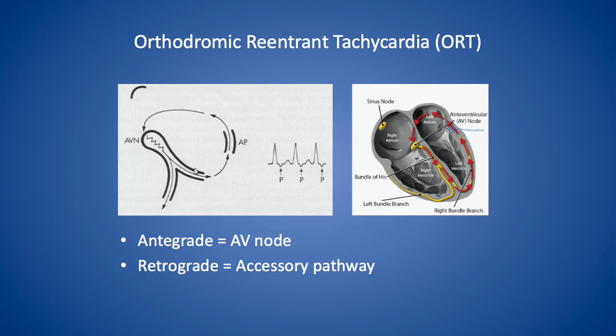And from an AVRT perspective, ORTs are essentially going down the normal pathway of the AV node through the bundle of His, down the ventricles, but there's an accessory pathway somewhere in the periphery that results in retrograde conduction up the accessory pathway, back into the atria, back into that AV node. And so what you see is a normal direction, but a circuit that involves the atria and ventricles.